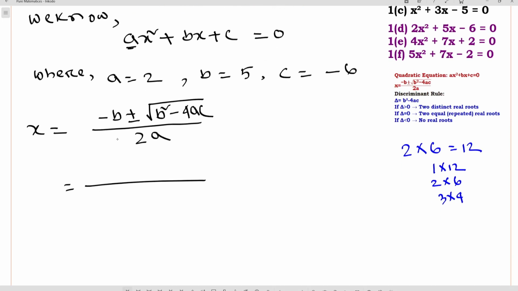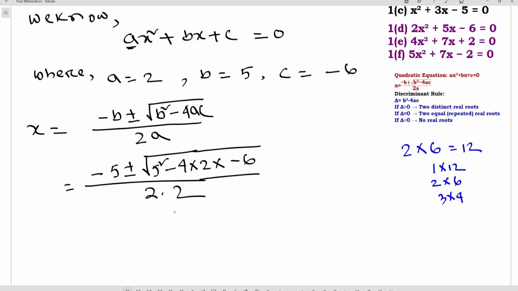Now minus b means minus 5, plus minus root over b², means 5² minus 4ac, 4 times a times c, 2 times minus 6, then divide by 2a, 2 times 2. So minus 5 plus minus root over 5² means 25, minus and minus will be plus, 4 times 2 is 8, 8 times 6 is 48, then 2 times 2 is 4.